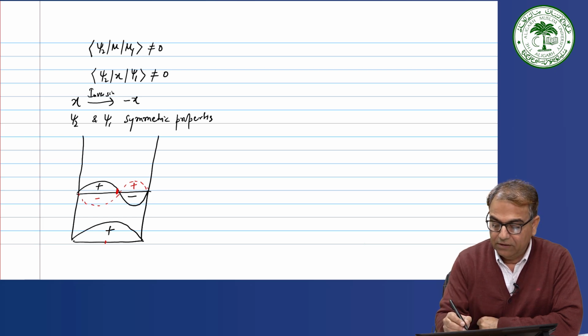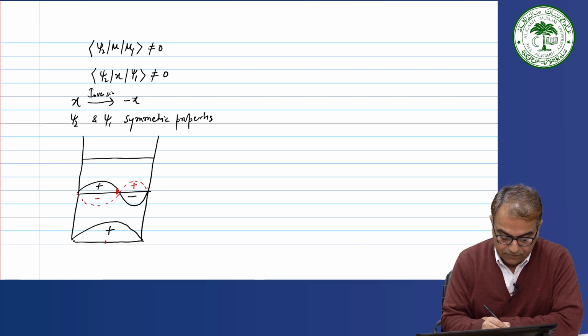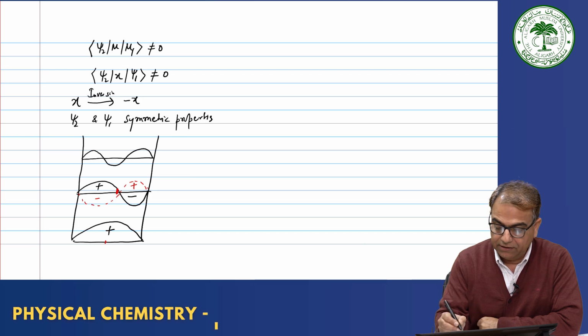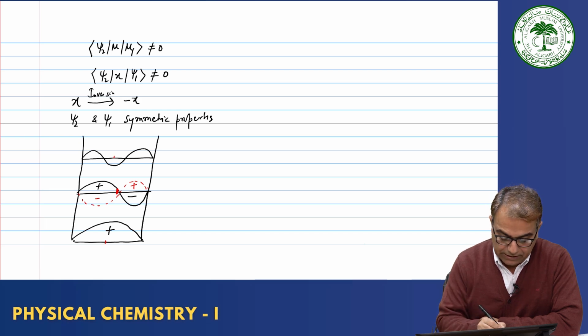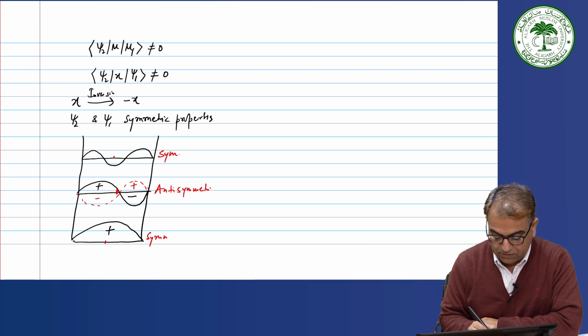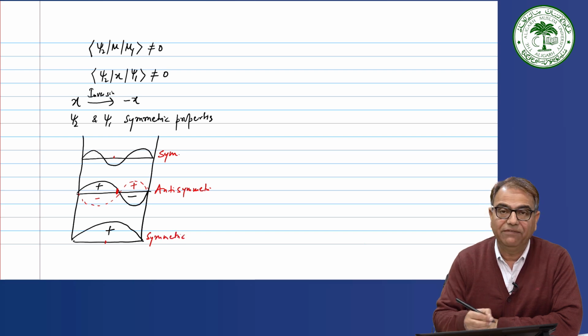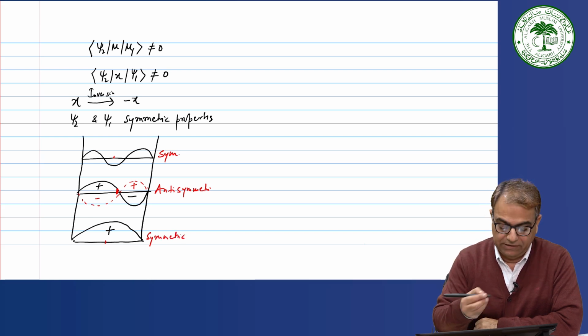If you have the third energy level, then also the center is at this point. So again this is symmetric, this is antisymmetric, and this is again symmetric. So one level is symmetric, another is antisymmetric, then this will go on.